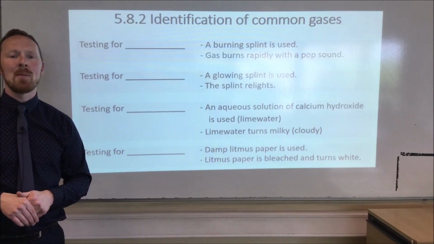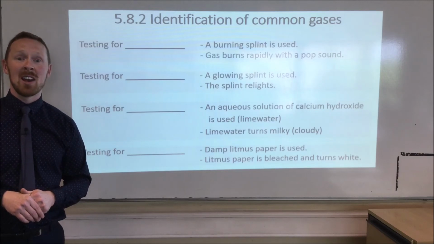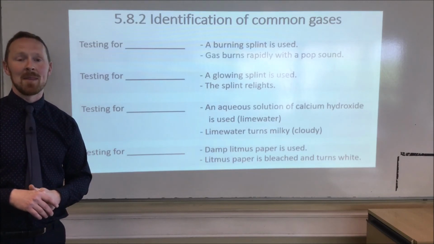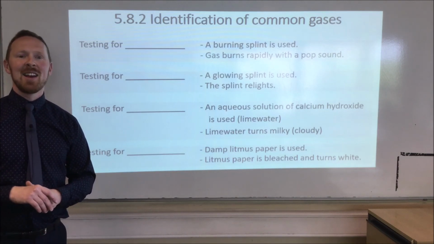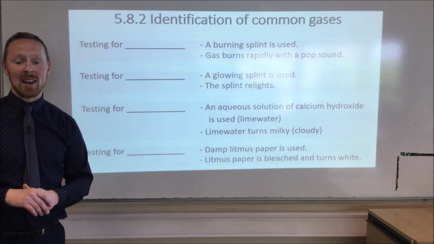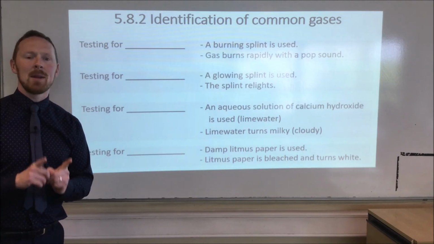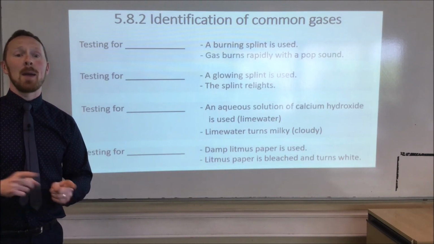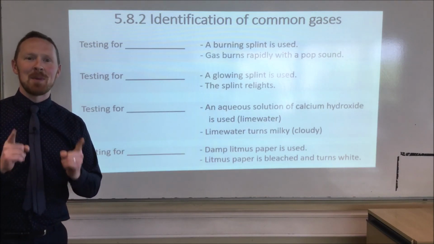Third one, testing for carbon dioxide. An aqueous solution of calcium hydroxide is used. This is also known as lime water. The lime water turns cloudy with carbon dioxide. Finally, testing for chlorine. Damp litmus paper is used. Make sure you use the word damp. Damp litmus paper is used and the litmus paper is bleached, which means it turns white. Make sure you know these before you move on.